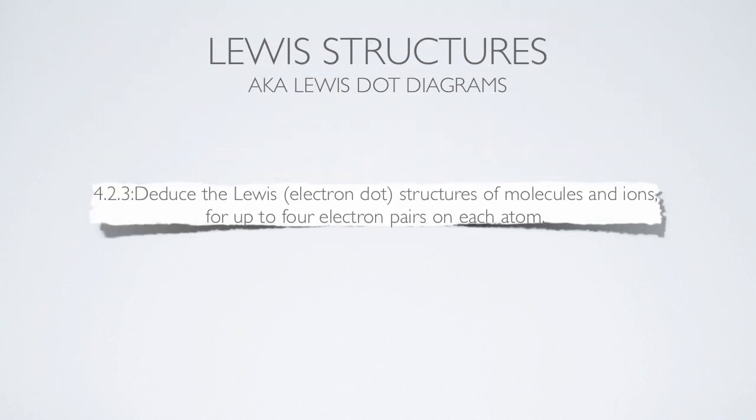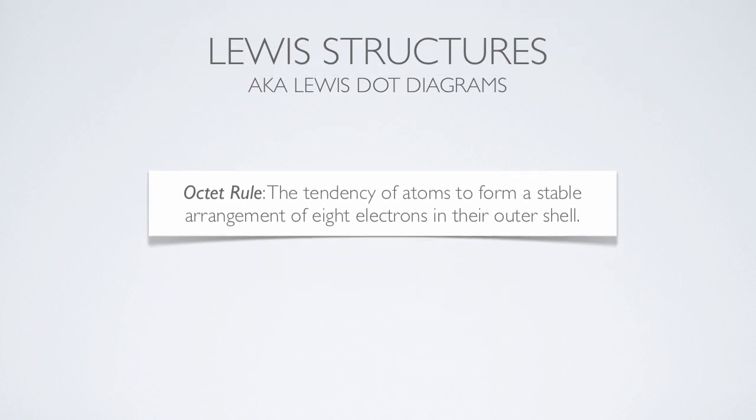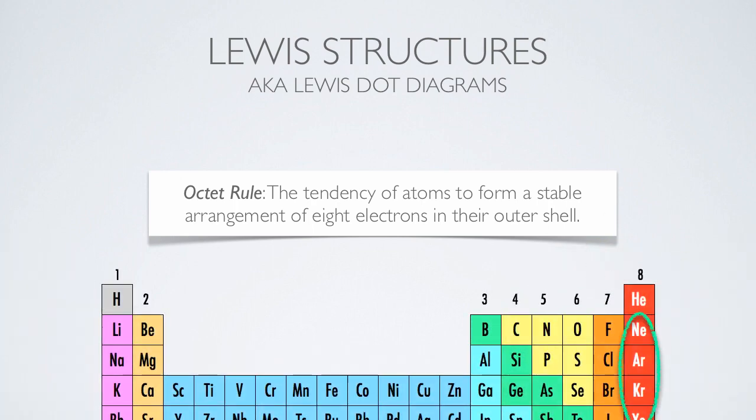We can see from our IB syllabus that we need to learn how to draw these for molecules and ions of up to 4 electron pairs on each atom. So let's get right to it. First, we need to learn the octet rule, and this is the tendency of atoms to form a stable arrangement of 8 electrons in their outer shell. This is the arrangement that the noble gases have in their outer shell. If you're in high-level chemistry, you might recognize this as an s2p6 configuration.